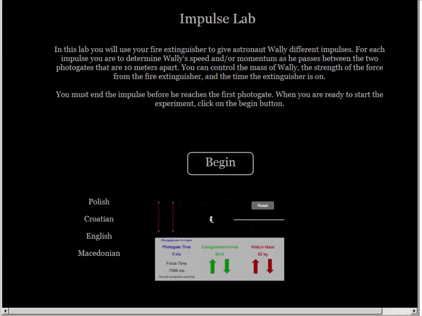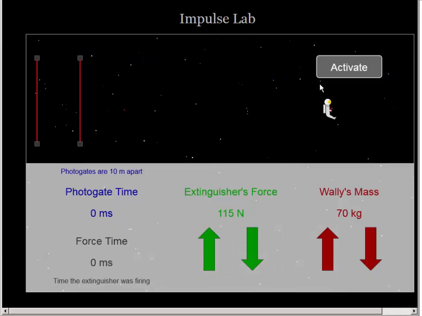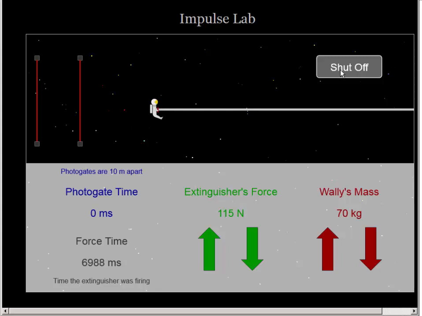So you're going to go ahead and pop open this lab, and it's just going to be an astronaut in deep dark space, and he's going to fire a fire extinguisher. And what's going to happen is he's going to go through two photo gates that are 10 meters apart. And that's going to let us measure the force, and measure for how long that force was applied.